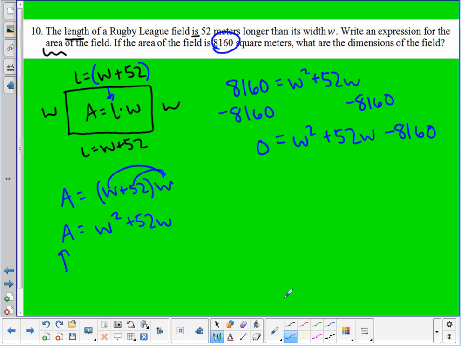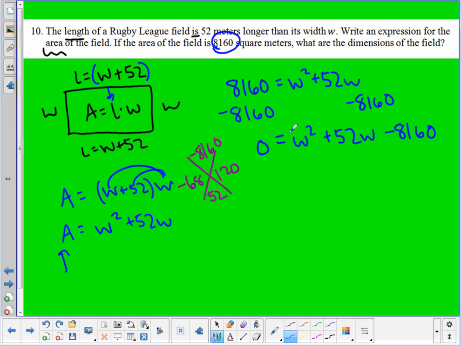Now I need to factor, and holy cow, that's a really big number. So negative 8,160, positive 52. So I know that they're going to be kind of close to each other with a difference of 52. I need one to be negative and one to be positive because I have a negative product. And this is where you just get out your calculator and start trying stuff because these are really big numbers to try and figure out. So when I get out my calculator and start trying stuff, I end up with a negative 68 and a positive 120. So again, this is just going to be a trial and error for you on your calculator.